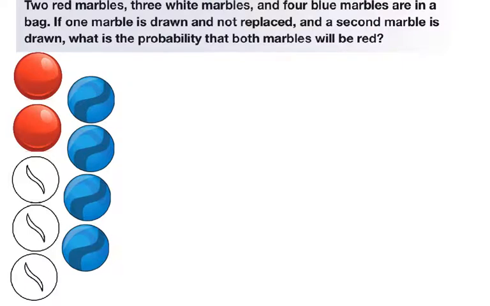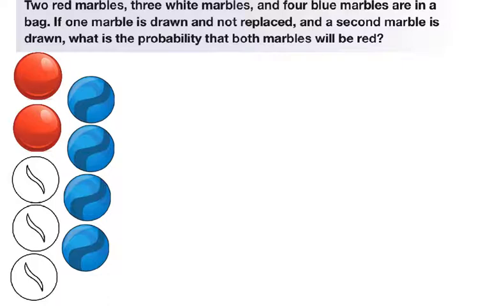All right, so here's our problem. We have 2 red marbles, 3 white marbles, and 4 blue marbles that are in a bag. If one marble is drawn and not replaced, and a second marble is drawn, what is the probability that both marbles will be red? Well, right now we can figure out what the probability that one marble will be red.